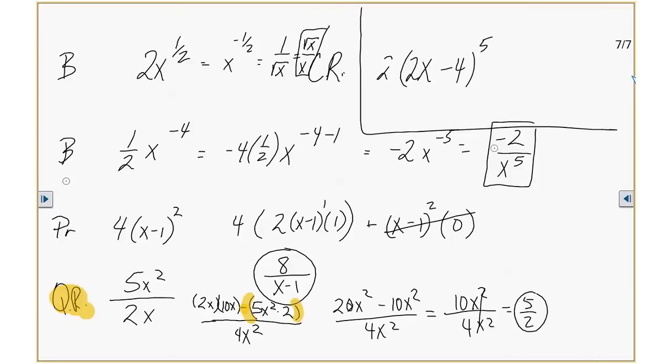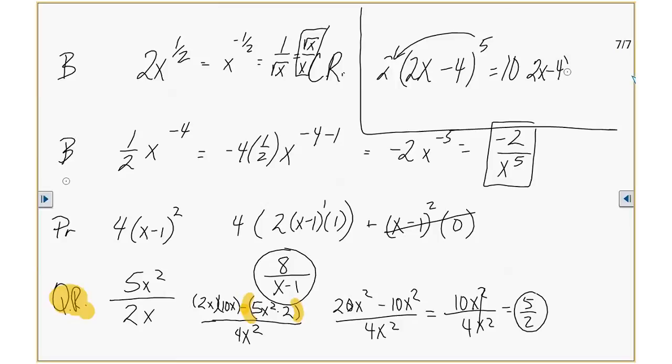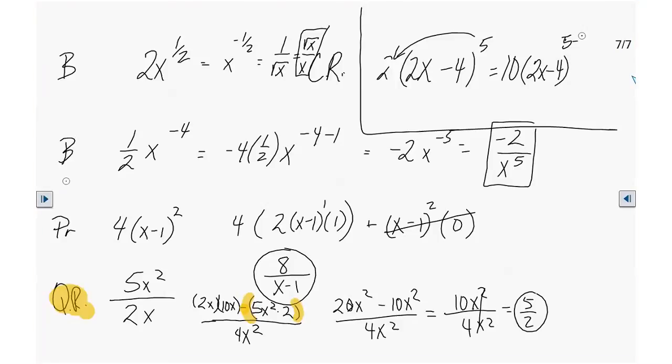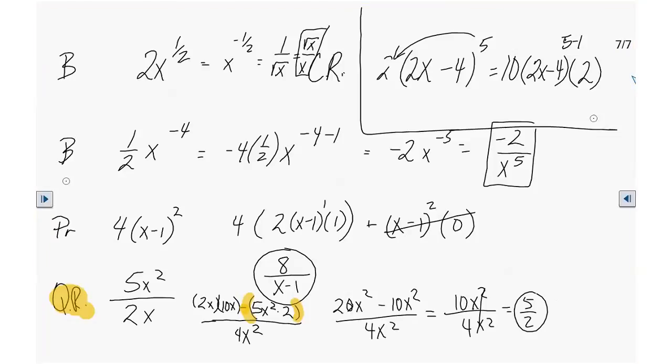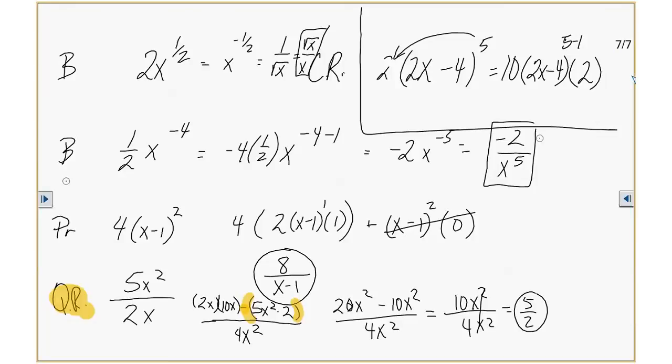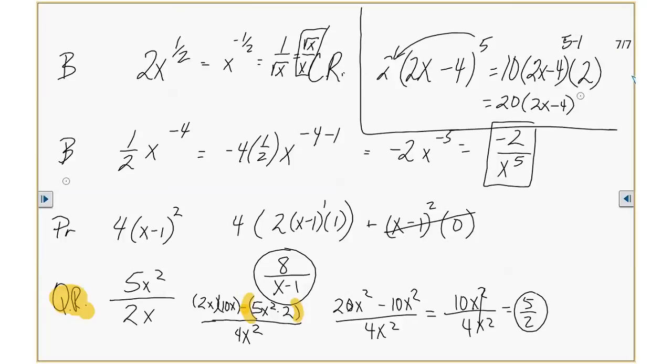Then the last one, 5 times 2 is what? 2x minus 4, 5 minus 1, and then what's the derivative of 2x minus 4? 2. And 2 times 10 is 20 times 2x minus 4 to the what? 4th power. That's the chamber. Knocks the cobwebs loose.